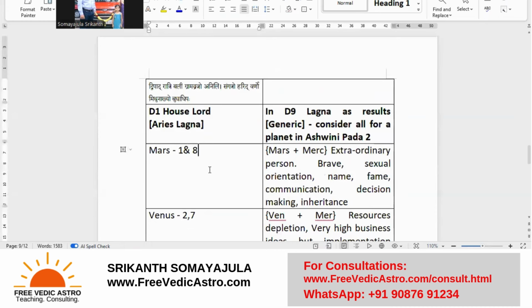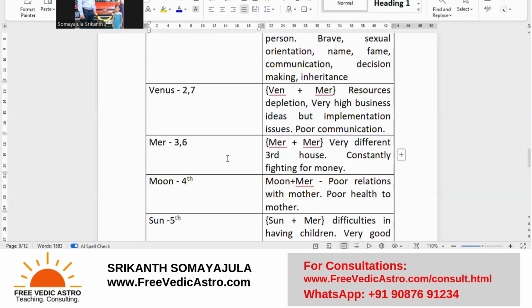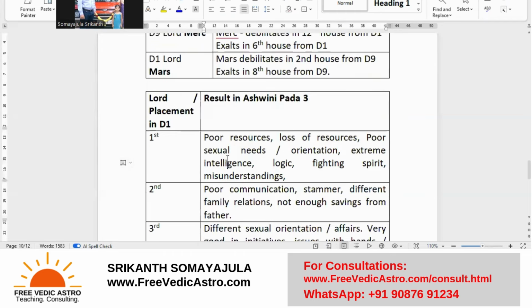So Mars being the first and 8th lord of the D1, I think I'll rather skip this. There's nothing much here. Instead, we will focus on this one. It's just the same thing. I tried to post it here. So instead of confusing you with two different things, let's focus on this more.